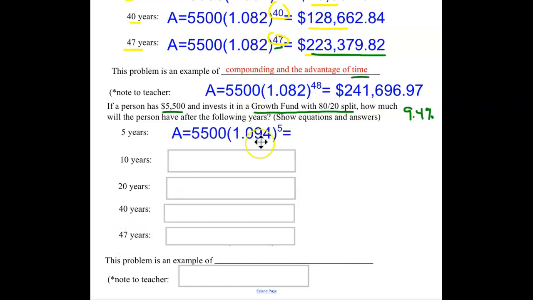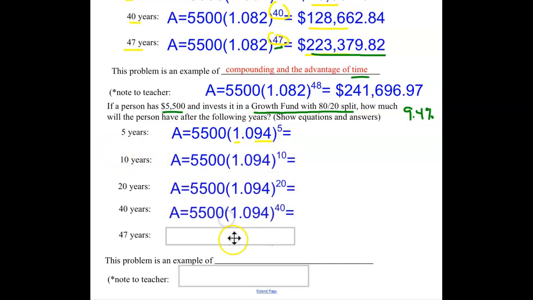So let's go ahead and set up this first one. We have initial principal balance of $5,500. That's the amount we're investing. We are gaining an extra 9.4% on our money. So we have our original 100%. Again, that is the one that you see in this equation. But now we're adding an extra 9.4%. And we're going to look at what happens over time. So pause the video, go ahead and calculate 5 years, 10 years, 20 years, 40 years, and 47 years. And once you have those totals written down, go ahead and turn the video back on and check your answers.